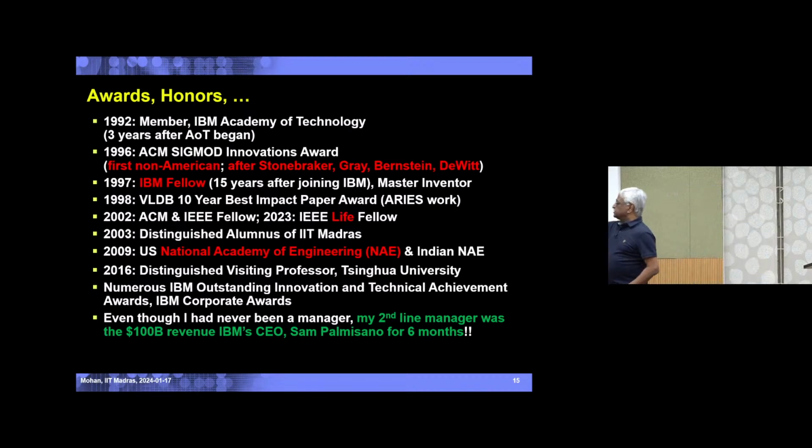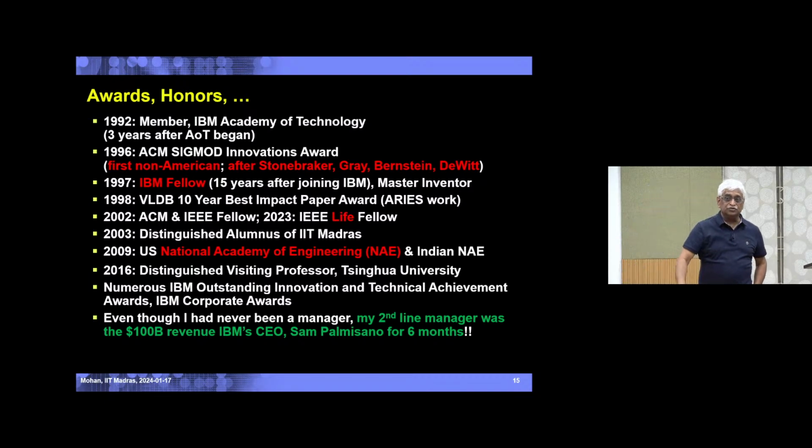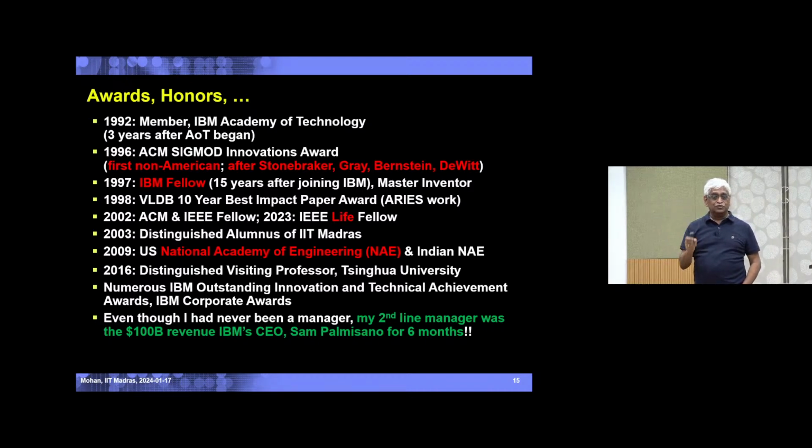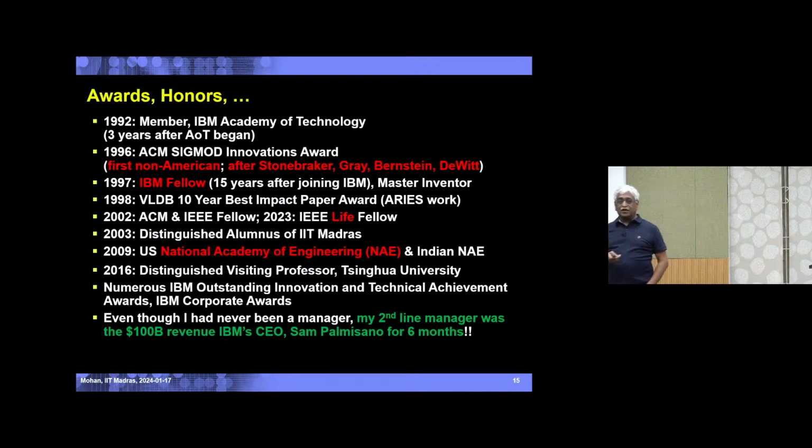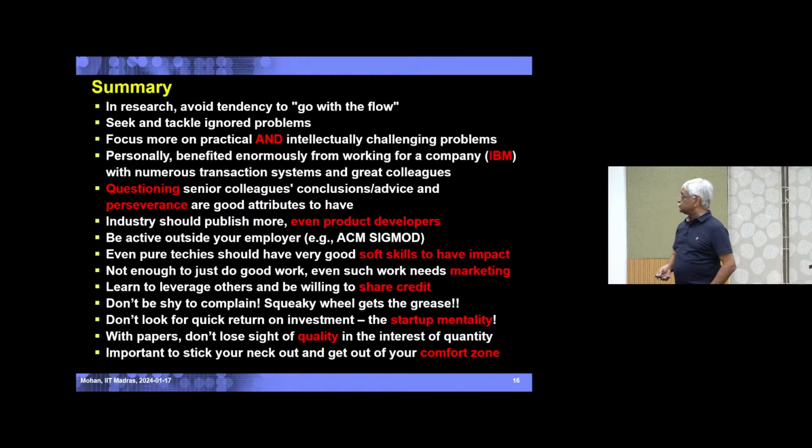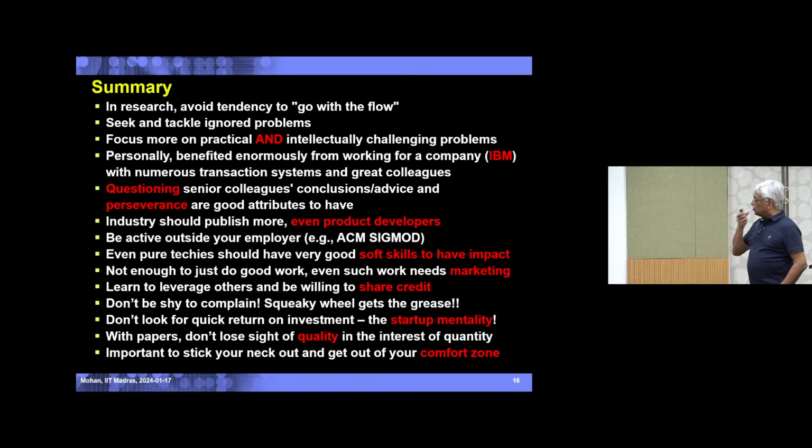But look at this. At the end of my IBM India tenure as the IBM India chief scientist, which was from June 2006 to January 2009, for about 6 months, my second line manager, my manager's manager, was the CEO of IBM. And mind you, I still had never been a manager and so on. And at that time, IBM was like a $100 billion revenue kind of company. So this is a list of things that I've already told you about.